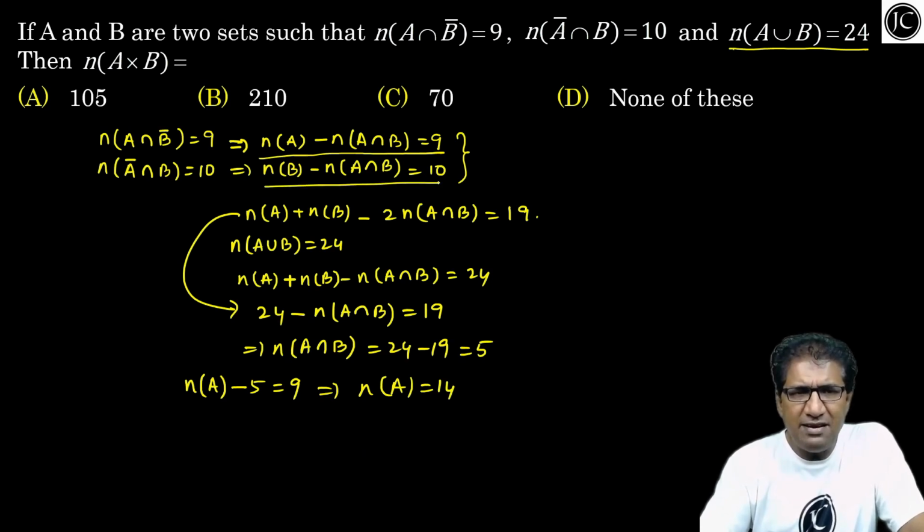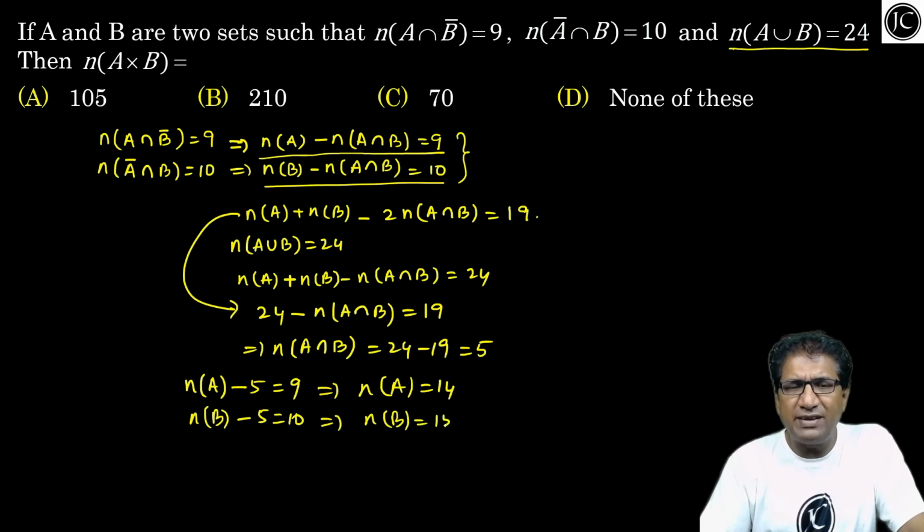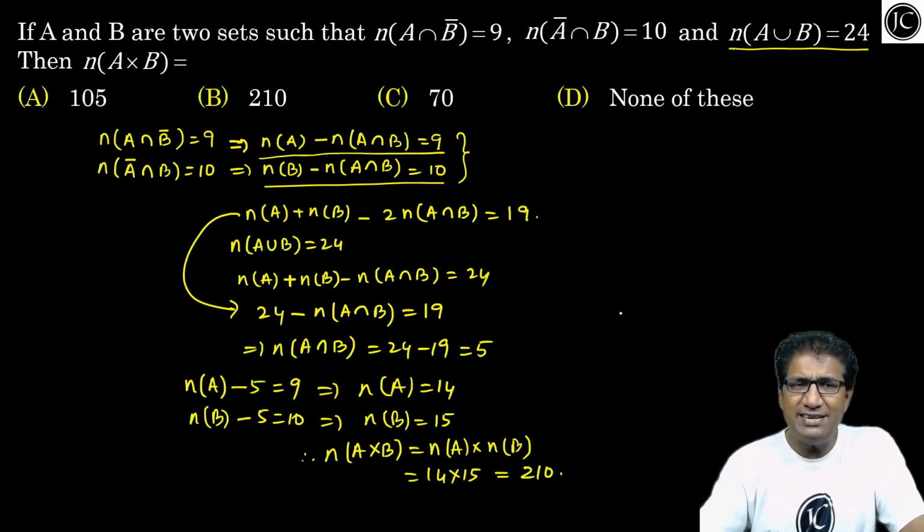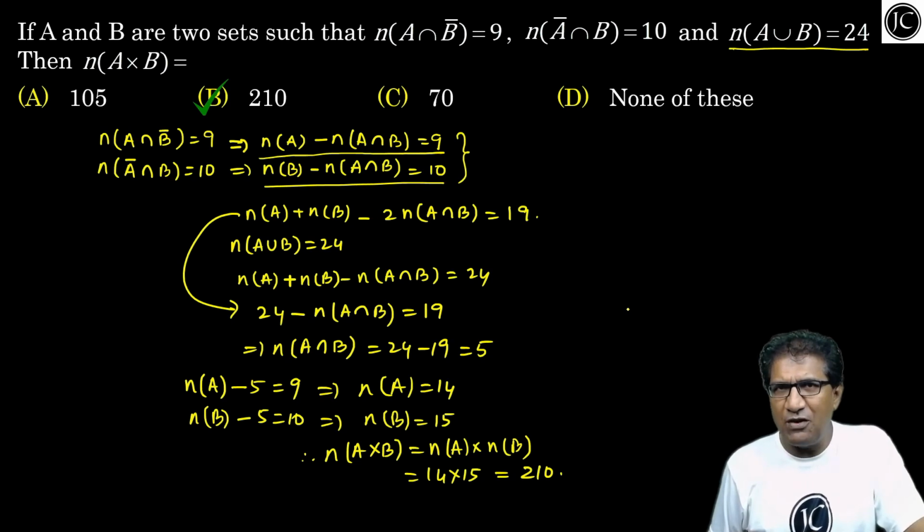And from the second equation, we are getting n(B) as 15. Correct? Therefore, the cardinal number of A cross B is the cardinal number of A into the cardinal number of B. So that gives us 14 into 15, which equals 210, right? Hence option B is correct. Is it clear to all of you?